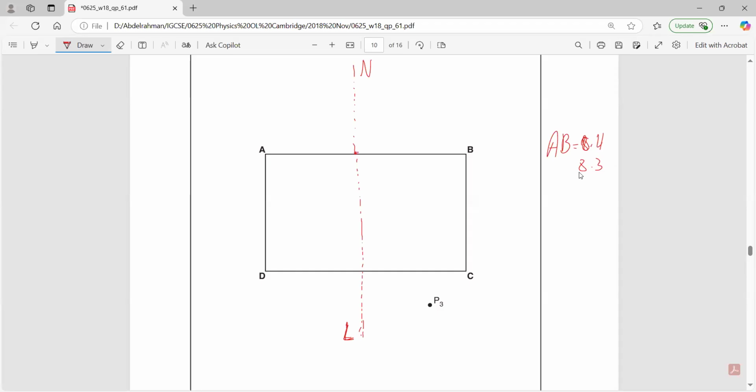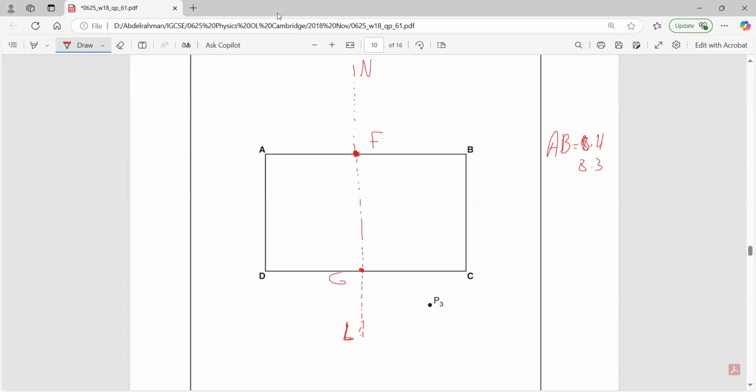Second point, the point at which it intersects AB. This point is called F. The point at which it intersects CD is called G.